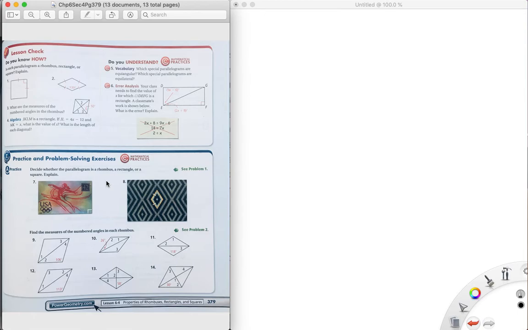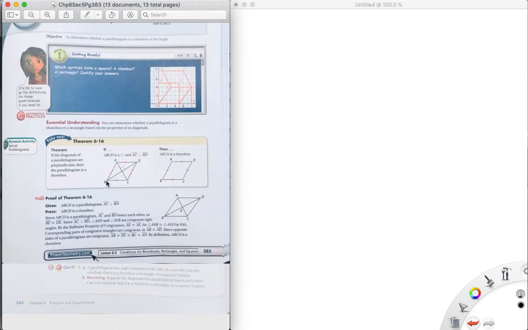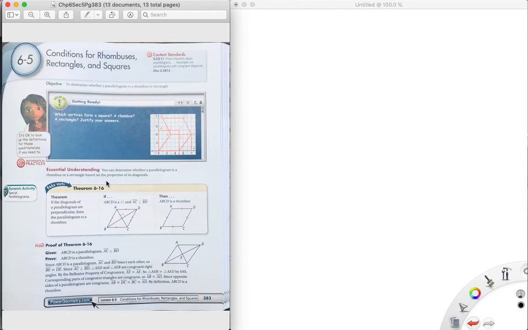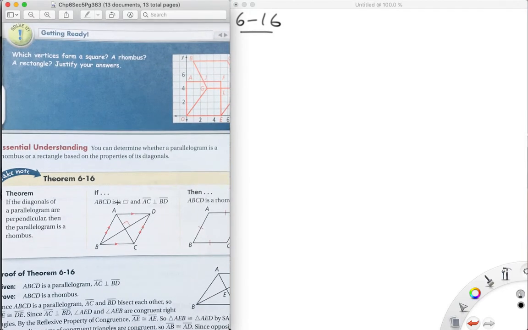So that's this section, and then we're also doing 6-5, which deals with the converses of rhombuses, rectangles, and squares. So we have theorem 6.16, and theorem 6.16 says that if the diagonals of a parallelogram are perpendicular, then it is a rhombus.